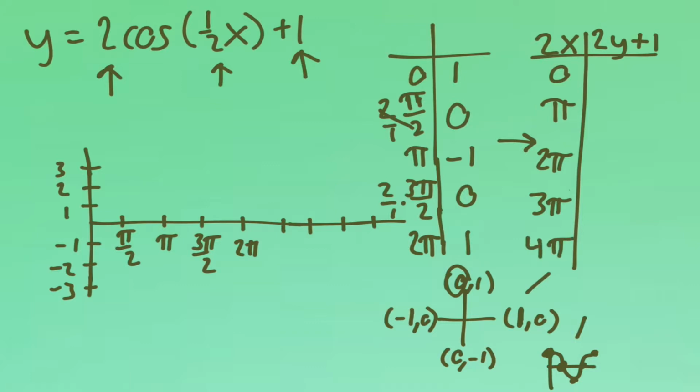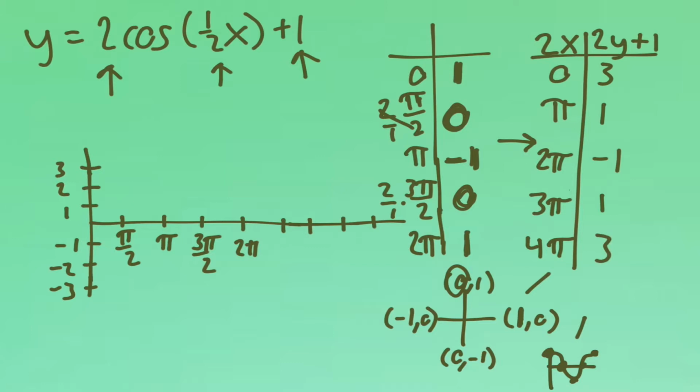Now we're going to do 2y plus 1. 2 times 1 plus 1, that's 2 times 1 is 2 plus 1 is 3. 2 times 0 is 0 plus 1 is 1. 2 times -1 is -2 plus 1 is -1. 2 times 0 is 0 plus 1 is 1. And 2 times 1 is 2 plus 1 is 3.